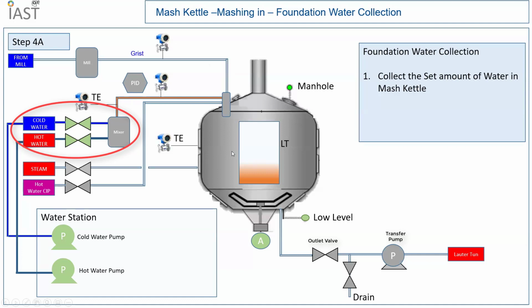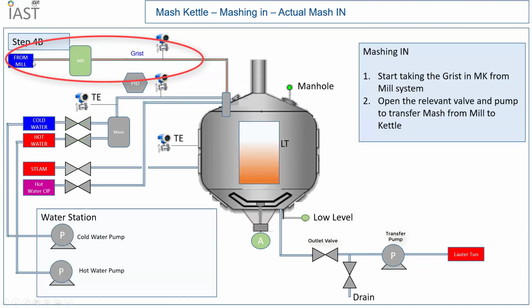There is a set point for how many liters of water you need to take. This animation shows the filling of the vessel. The agitator is also started after a certain level is achieved in the vessel. Once the required amount of water is collected in the vessel, the sequence moves to the next step, which is to take the grist from the mill section into the vessel.